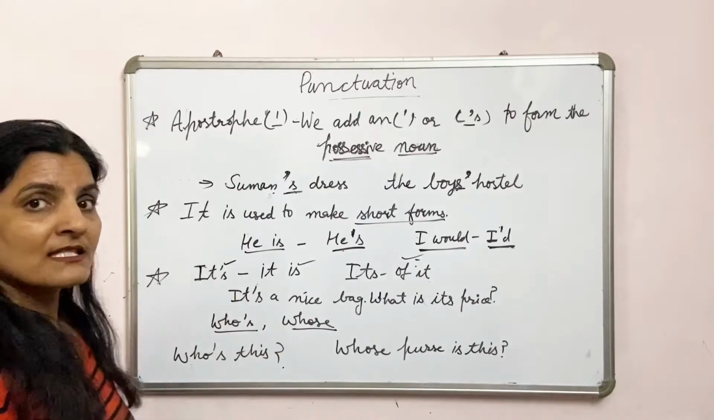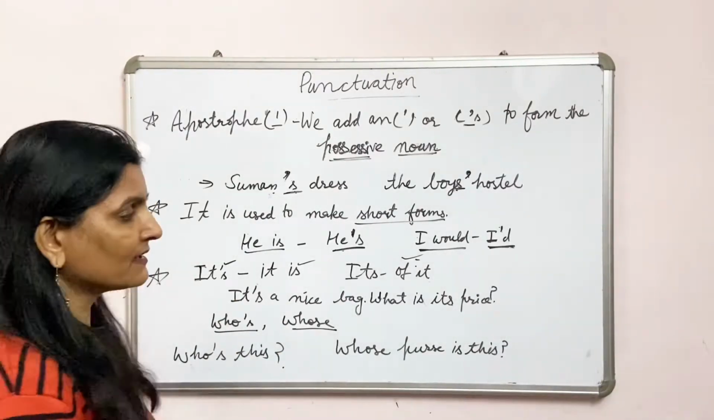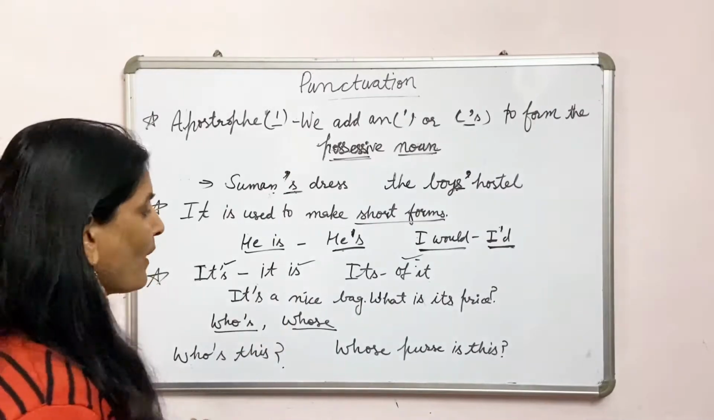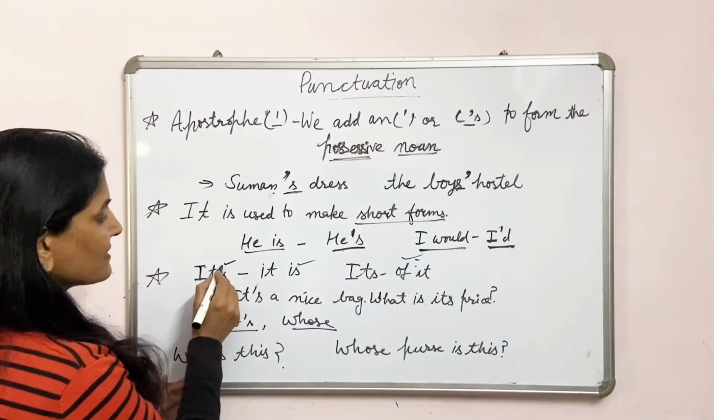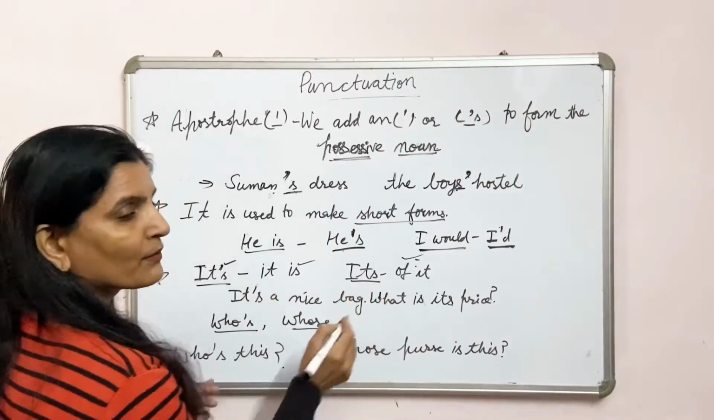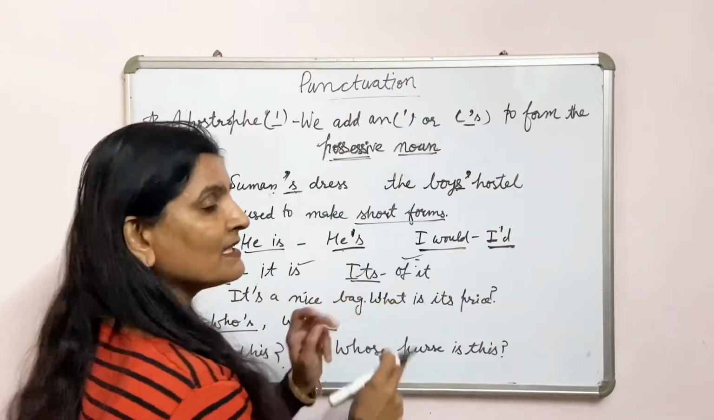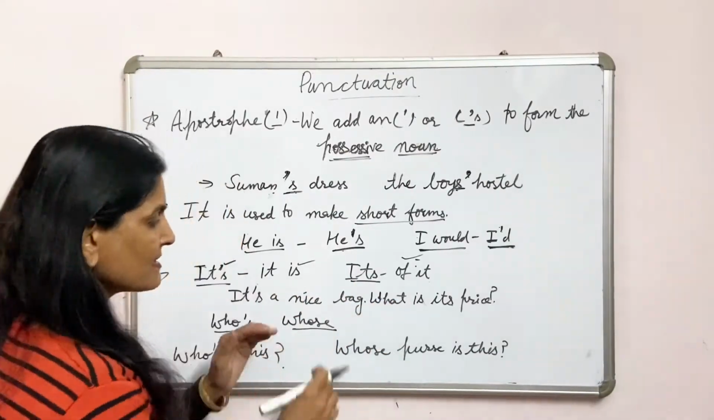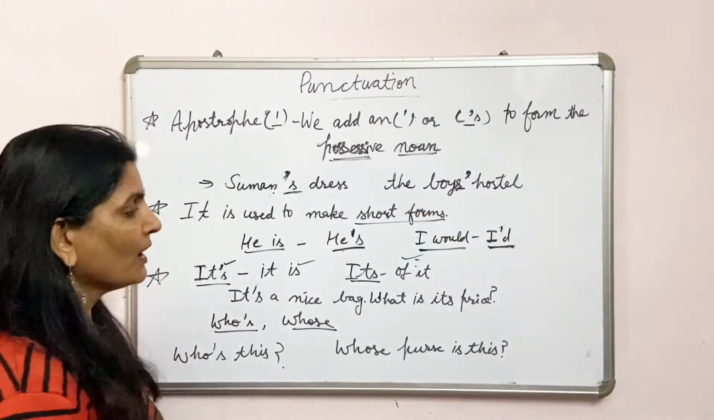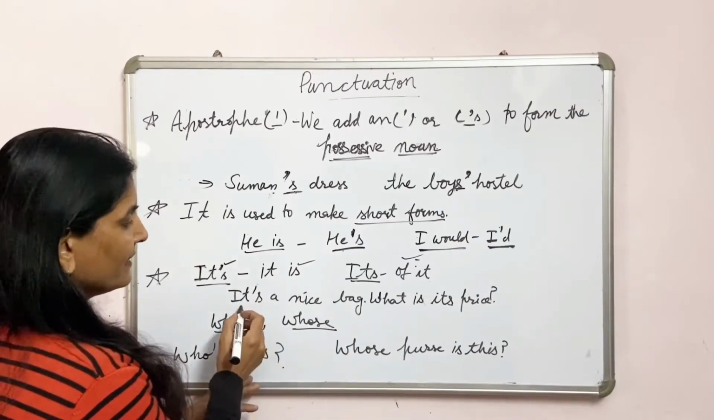Let us see some points, students. Sometimes you get confused, so let us clear two more points. This is with an apostrophe and this is without an apostrophe. It's means it is, and its means of it. Let us see the example to understand the difference between both.